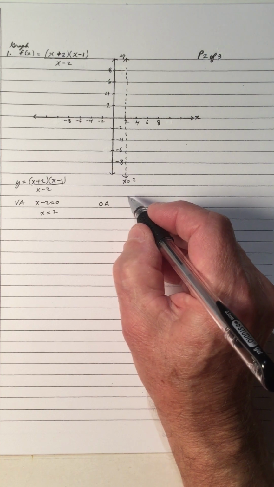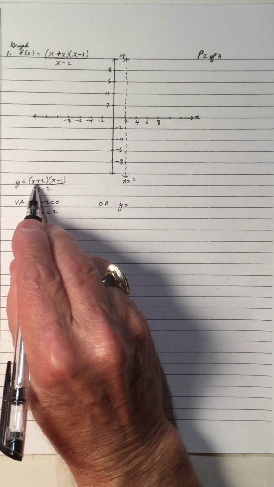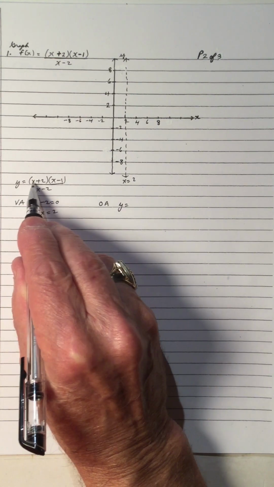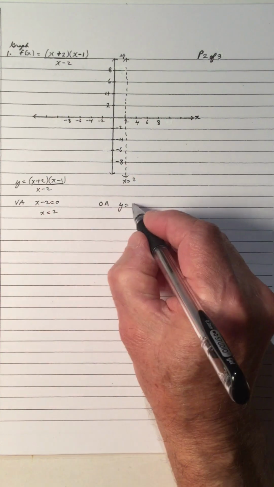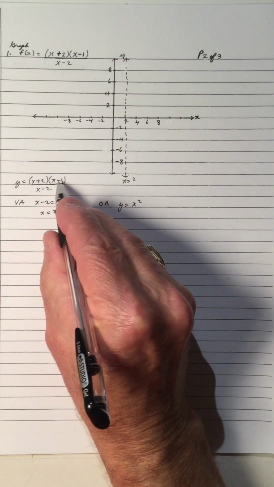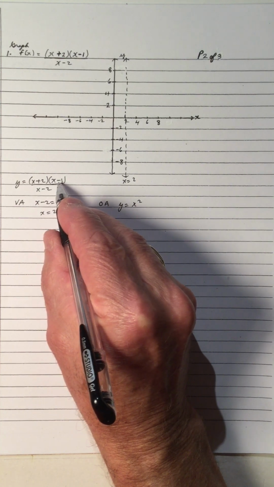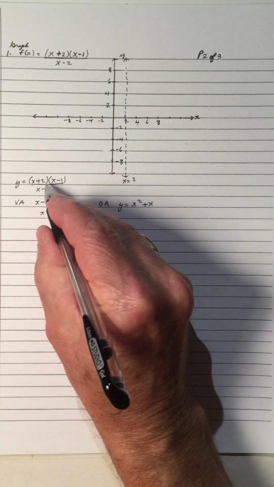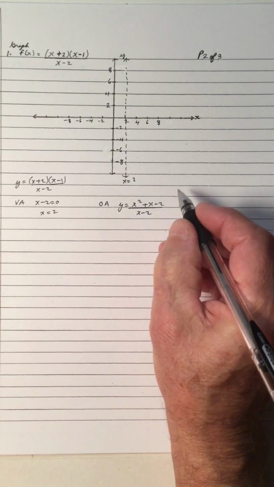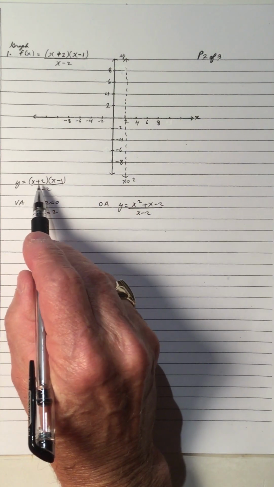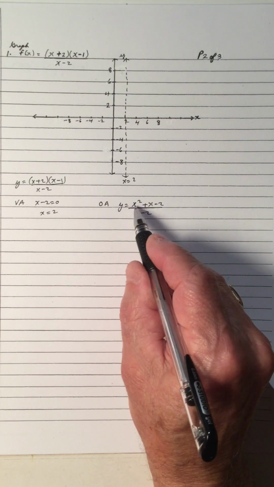And the oblique asymptote, let's change the equation. So if I multiply these two linears out by FOIL, I get x times x is x squared. x times negative 1 is negative 1x. 2 times x is 2x. 2x and negative 1x is x. And the last is negative 2. And we divide by x minus 2. So I change this product of two binomials to a trinomial, and it's degree 2.